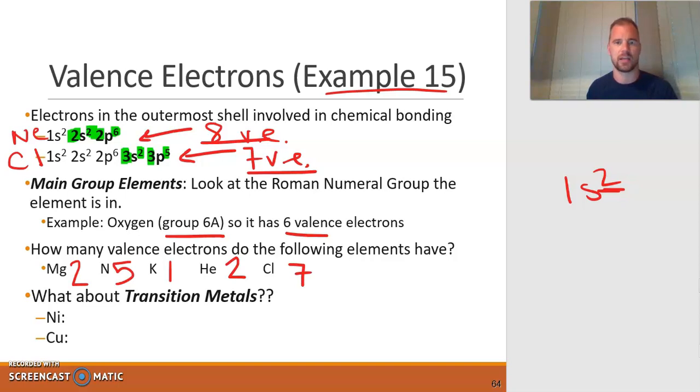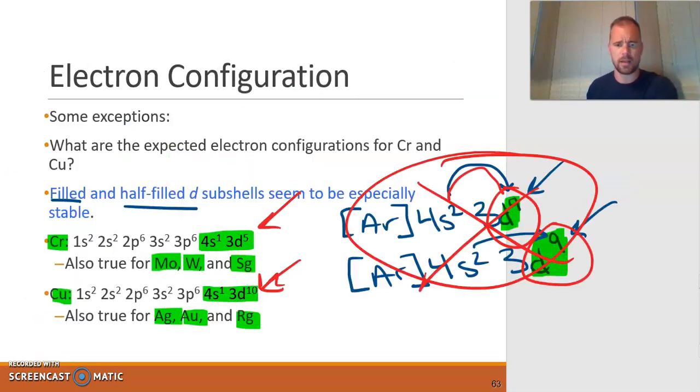It has 7 valence electrons. Well, that's for main group elements. What about transition metals? Well, let's think about it. And let's go back to some examples here.